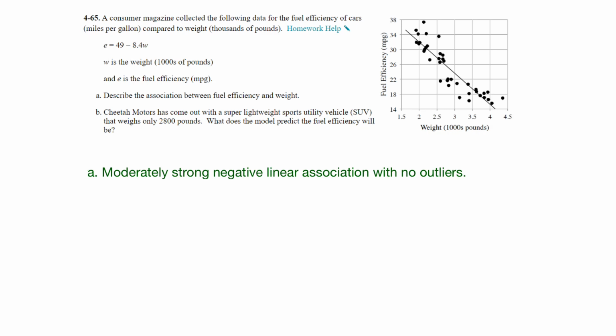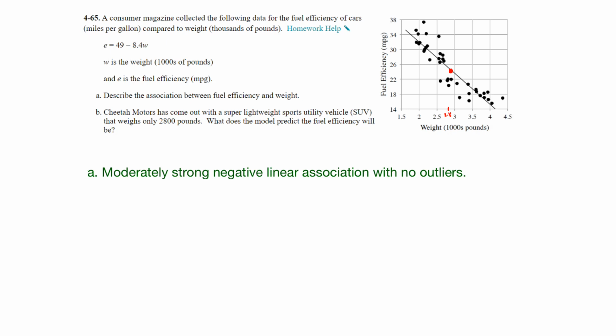In Part B, Cheetah Motors has come out with a super lightweight sports utility vehicle that weighs only 2,800 pounds. What does the model predict the fuel efficiency will be? So 2,800 pounds, remember the weight is in thousands of pounds, so we're looking for about 2.8, somewhere around there. Now there's data points on there around 2.8, but we want to make a prediction. So up here on the line, which is the prediction, what does the model predict for fuel efficiency?